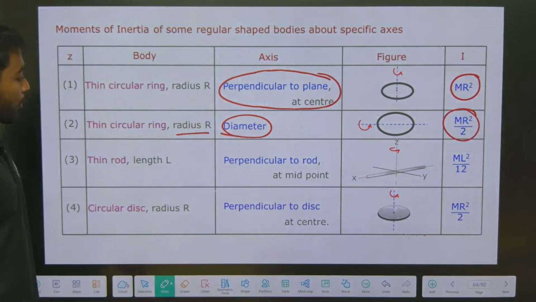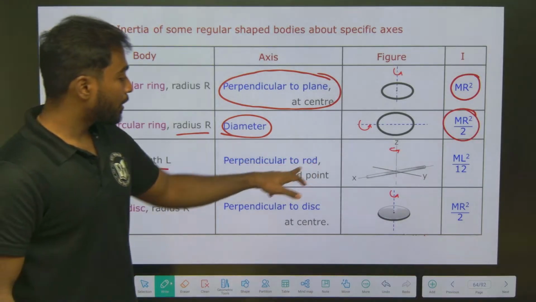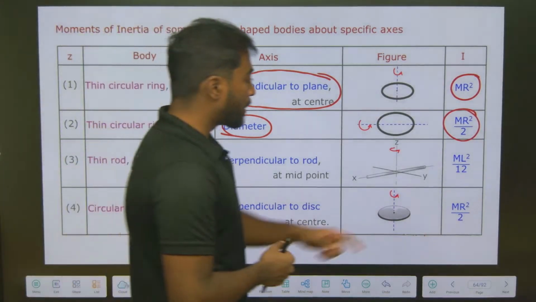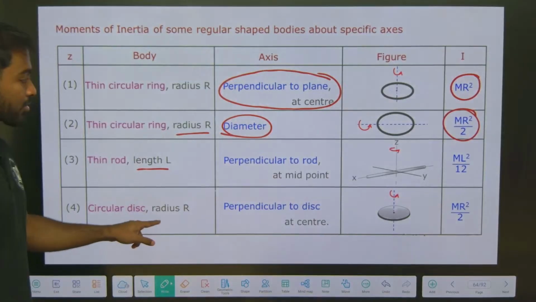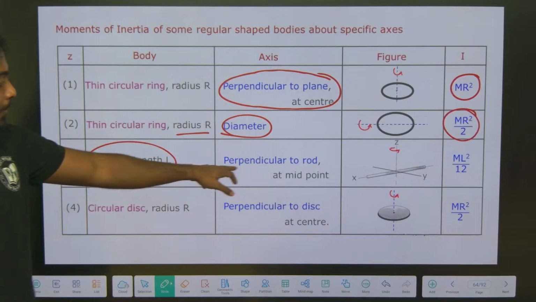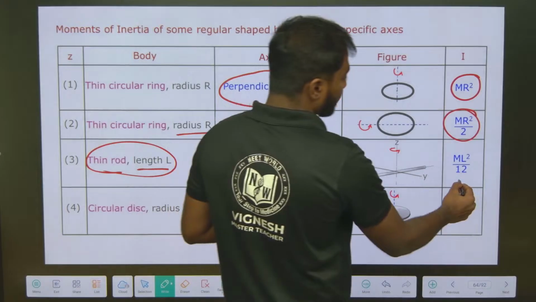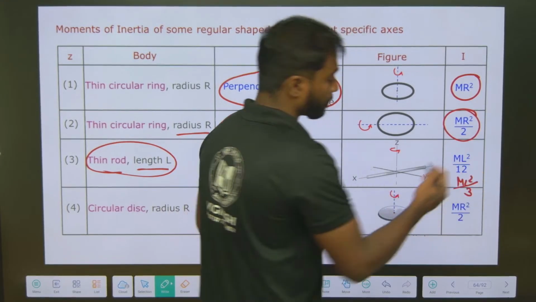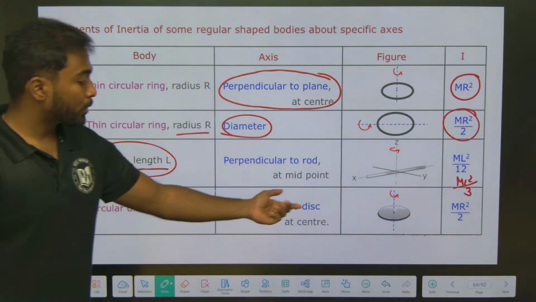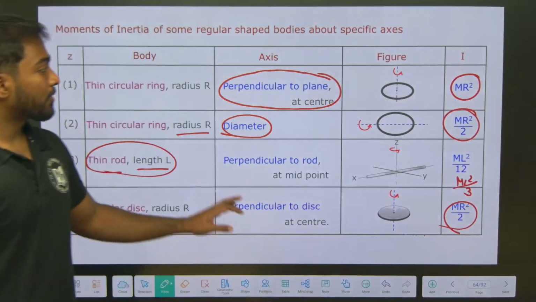Then a thin rod of length L, axis perpendicular to the rod at the midpoint, so ml square by 12. And for the thin rod of length L, axis perpendicular to the rod at one end, the formula is ml square by 3. Circular disc of radius r, axis perpendicular to the disc, mr square by 2. So these are the basic things.